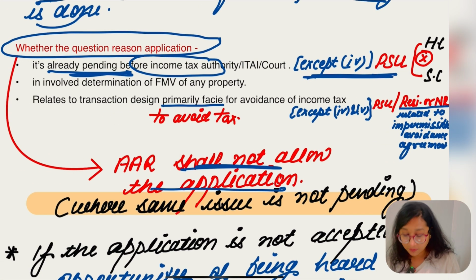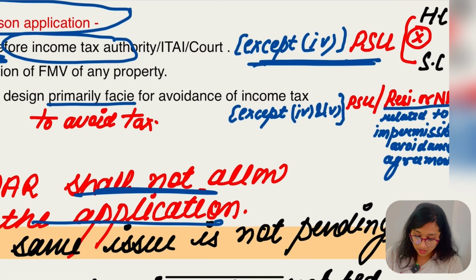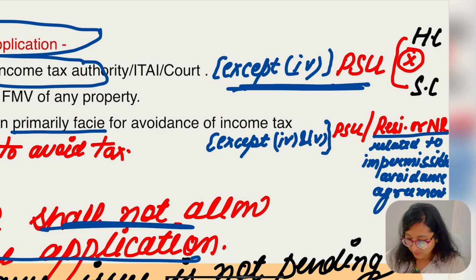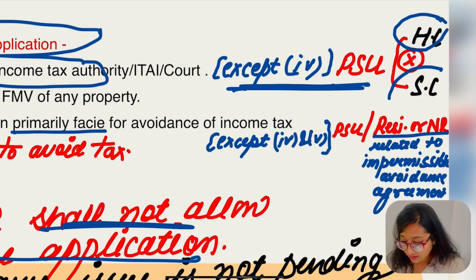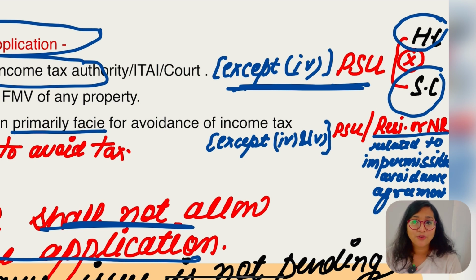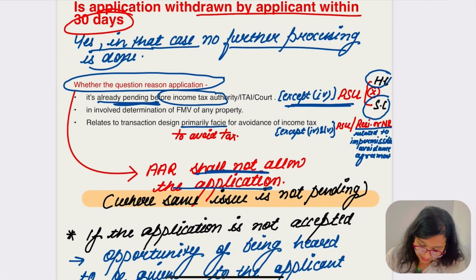So the exception is for PSU, which means if the PSU's case is already pending before the Income Tax Authority or ITAT, in that case the person can again apply for advance ruling. But if the case of the PSU is already pending before the High Court or Supreme Court, in that case the government company cannot go further for the advance ruling appeal. Is it clear? Let me say it once again.